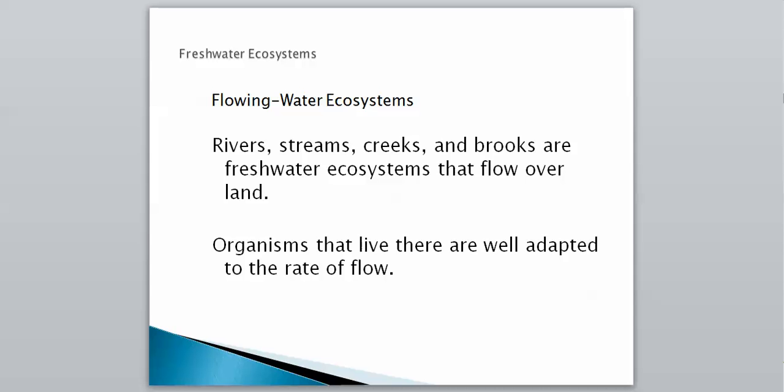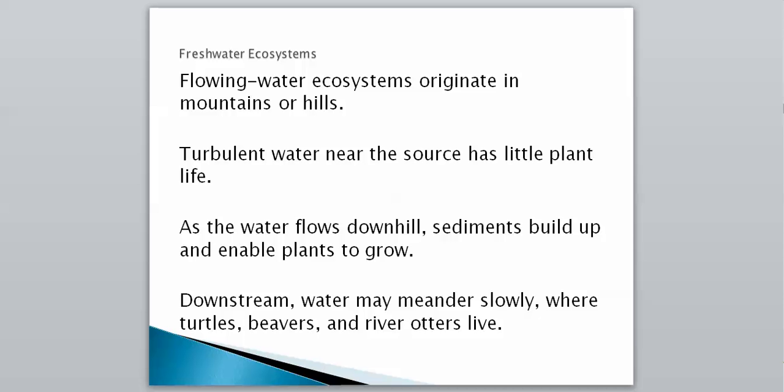So that means the water is constantly moving. And organisms that live in these ecosystems are well adapted to the rate of flow. So they're just adapted to how fast the water is going to be moving, or how slow the water is going to be moving. And all these ecosystems originate or start out in the mountains or hills.